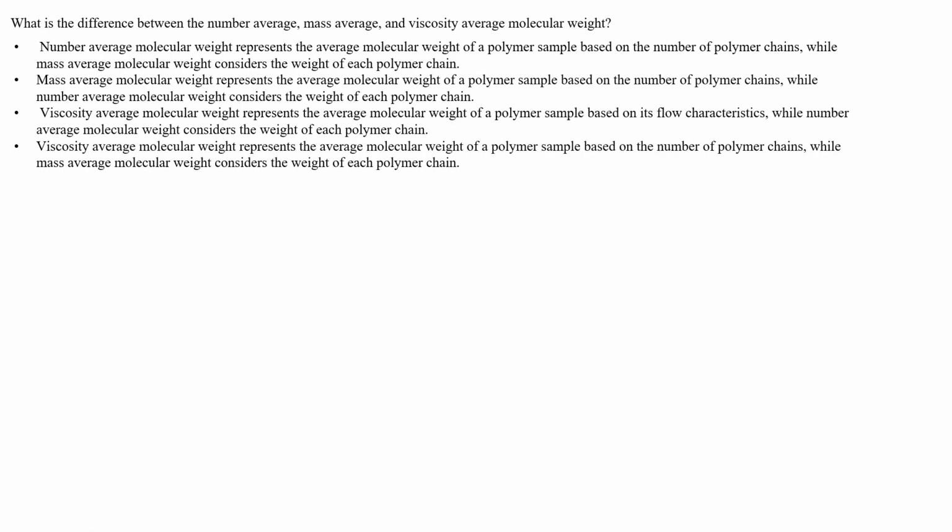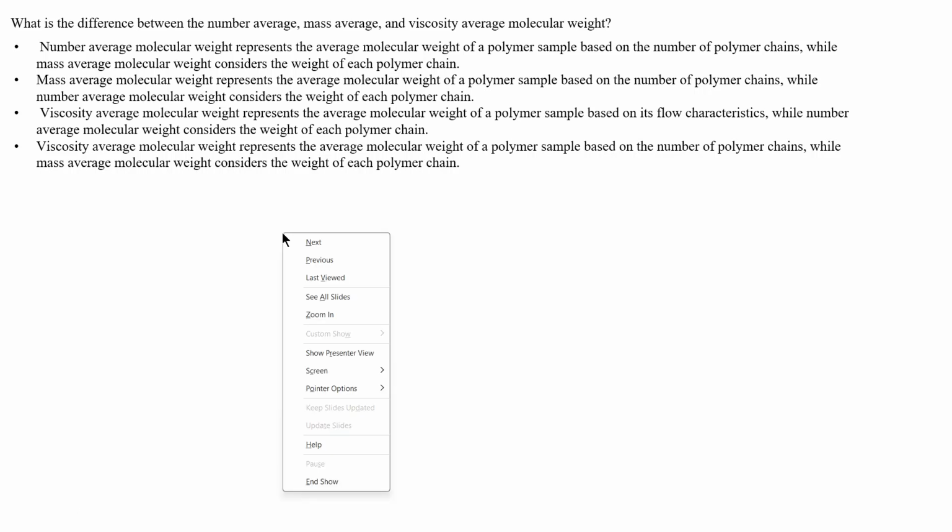Next, we have: what is the difference between the number average, mass average, and viscosity average molecular weight? So we have four definitions here. First one is number average molecular weight represents the average molecular weight of a polymer sample based on the number of polymer chains, while mass average molecular weight considers the weight of each polymer chain. So to explain this example in a much better way, I'll make some kind of diagram right here.